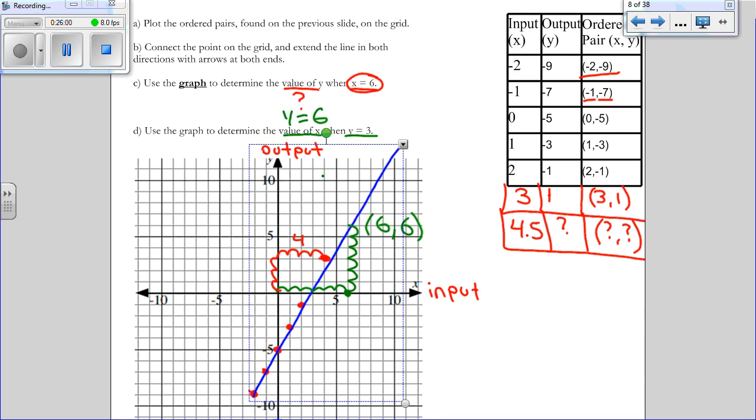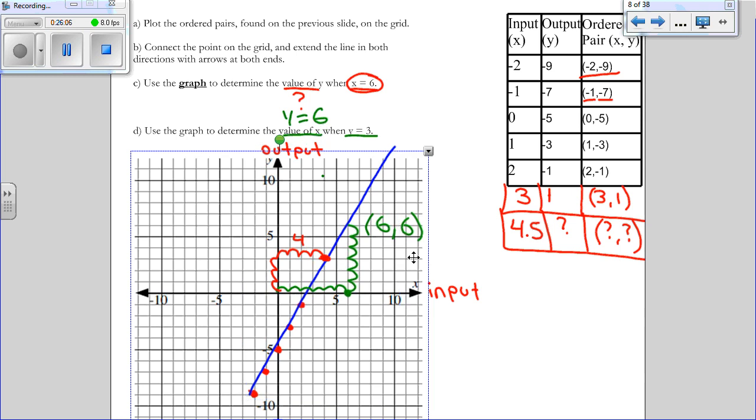So for my graph, if I wanted an output of 3, so up 3, I would have had to do an input of 4. So that means x would equal 4. And you can do that for any given number that you want. As long as it's somewhere in your graph, you're good.